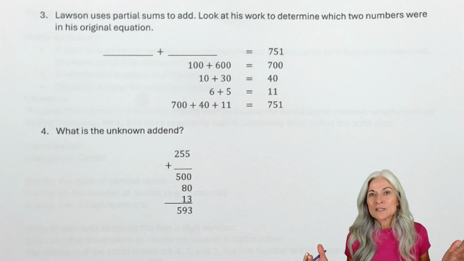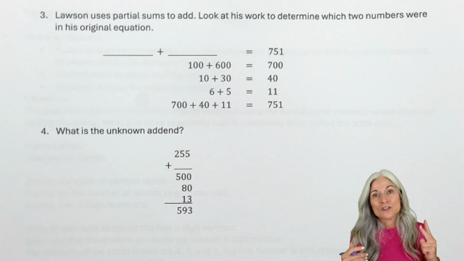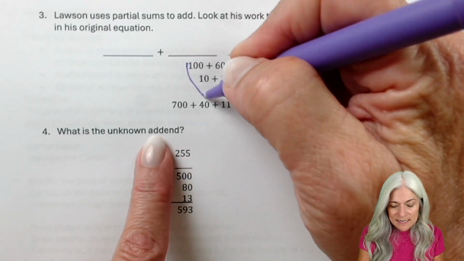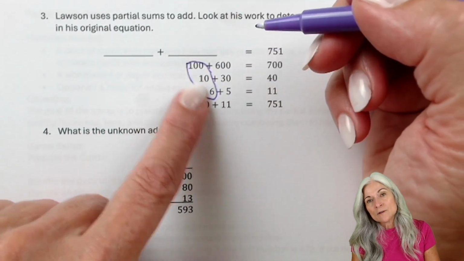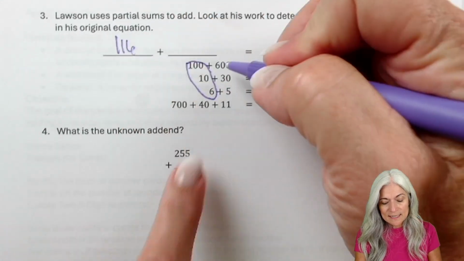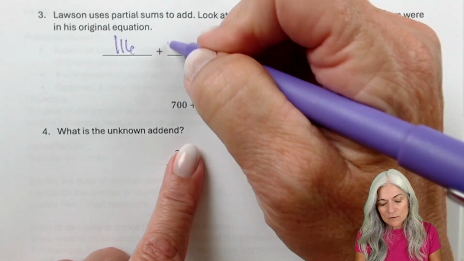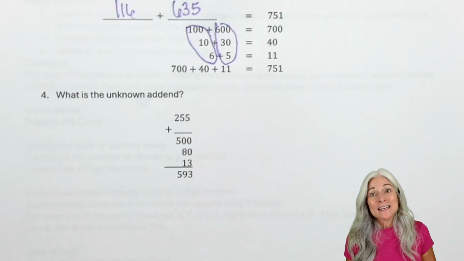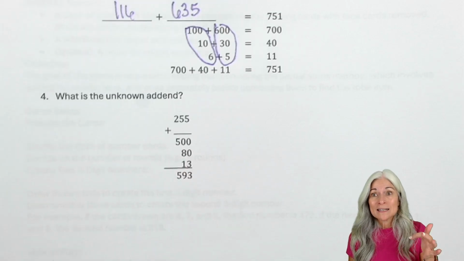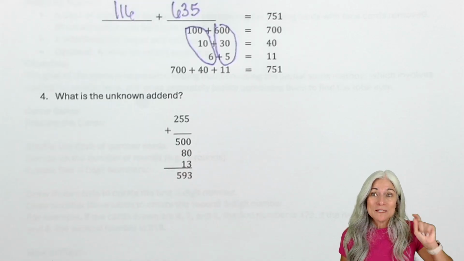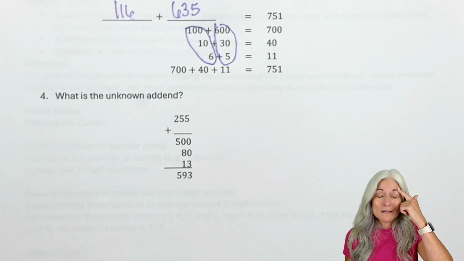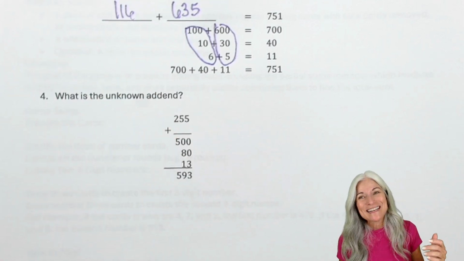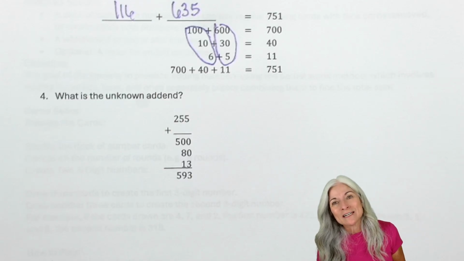So we have Lawson, who uses partial sums to add. Look at his work to determine which two numbers were in his original equation. Here are his partial sums, so we can see the two numbers here. The first number is 110 and 6, 116. The second number is 630 and 5, 635. Don't make that harder than it is. Honestly, if I hadn't really understood partial sums and was working with my daughter back in the day, I could see myself going, okay, let's take 593 and subtract 255 to find out what the missing number is. No, we're building and working on that understanding of partial sums.